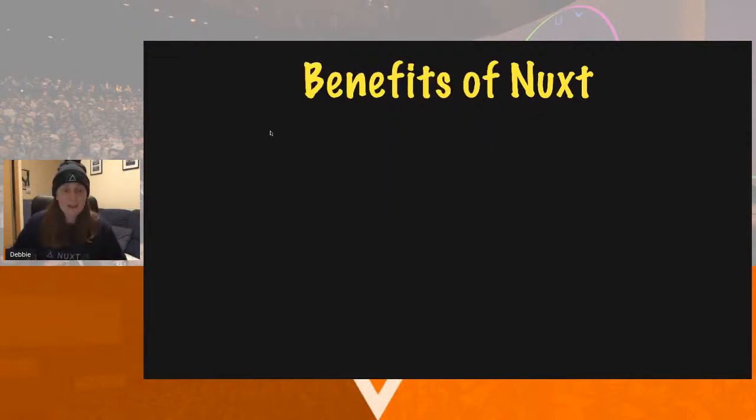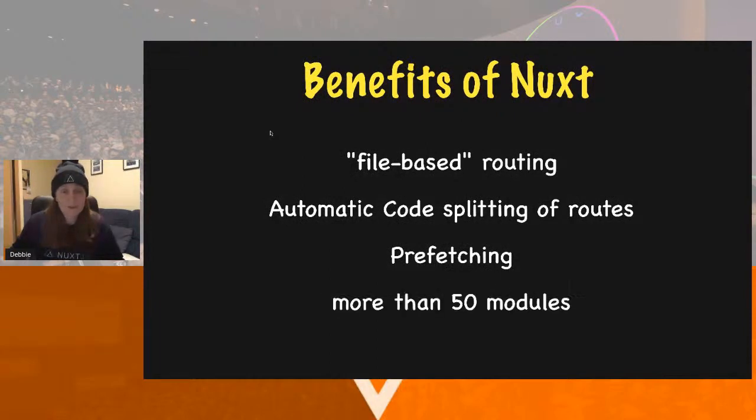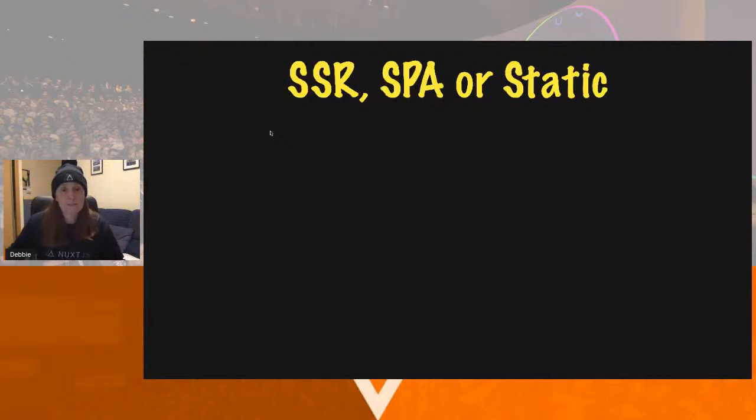So benefits of Nuxt: file-based routing, which is what we talked about. Automatic code splitting of routes. You don't even have to have a router.js file. You just put everything into the pages folder, and Nuxt does all the magic for you. Prefetching, as we talked about, and there are more than 50 modules. So you can set up a PWA, progressive web app. You've got Google Analytics. You've got sitemap. You've got so many modules, and it's really simple. It takes seconds to set up all these cool modules.